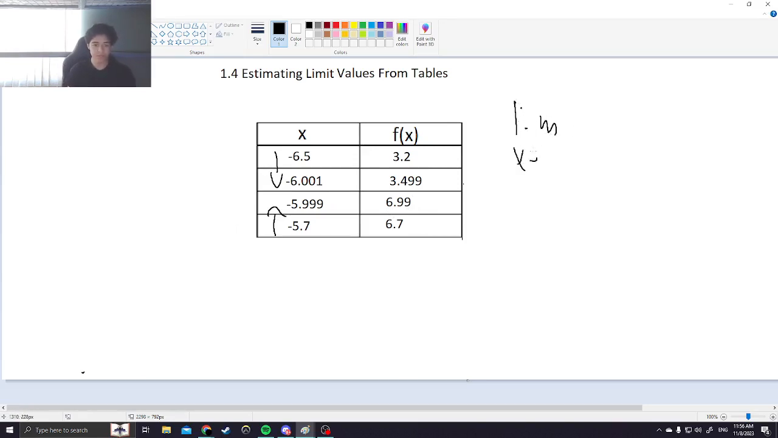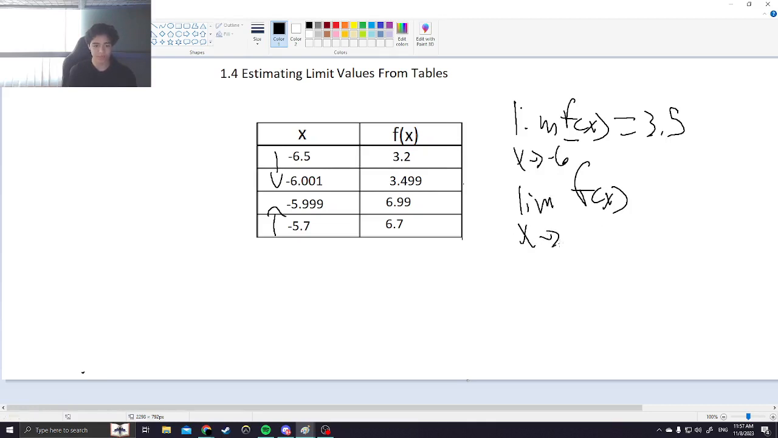If you write the limit when x is approaching -6 of f of x from the left side, right? You would look at these ones down here because they're from the left, 3.2, 3.4, 3.99. You could assume that it's approaching 3.5. If you look at this from the right side, limit of f of x when x is approaching -6 from the right, 6.7, 6.9, you could assume that the next point would be 7. So from the right side, it would be 7.